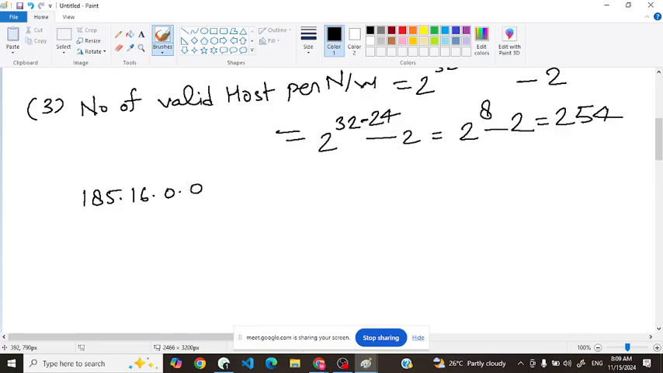185.16.0.0. Is it correct? Yes, it is. And what will be the first usable IP? It will be 185.16.0.1. You can go up to 254. 255 is the broadcast.